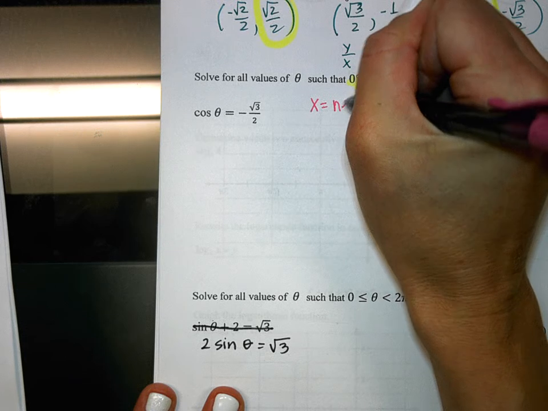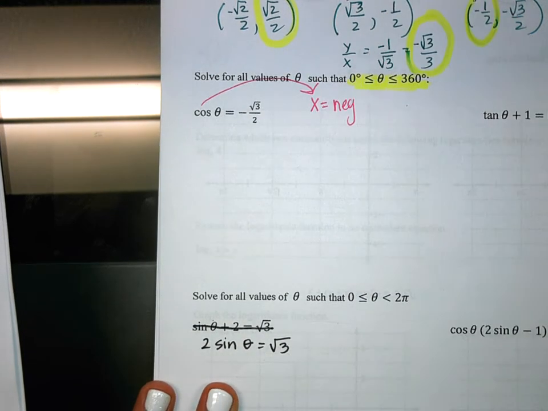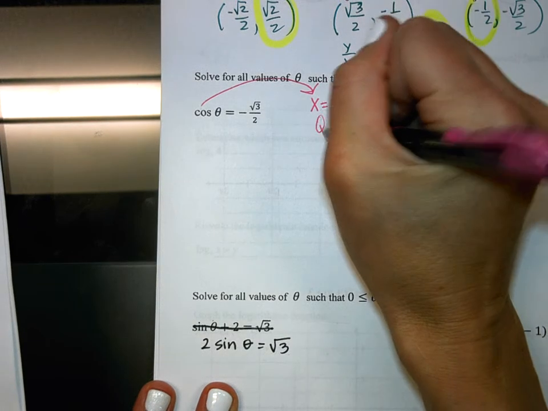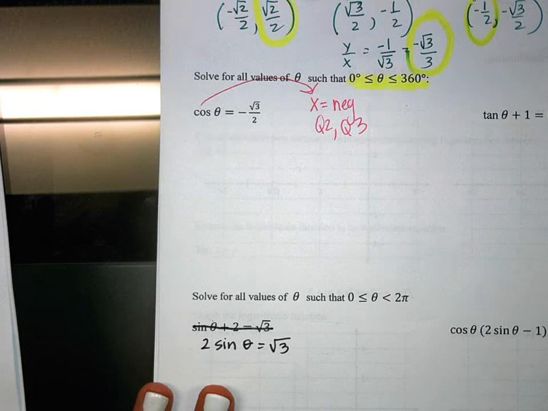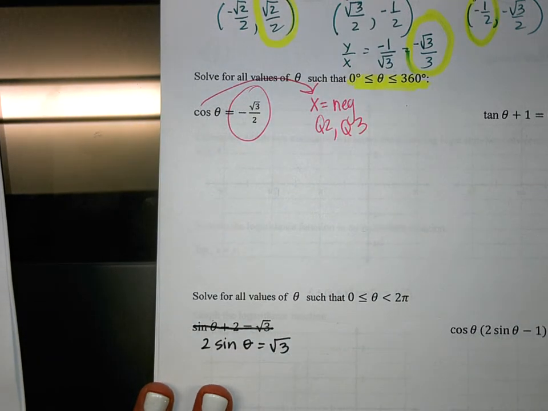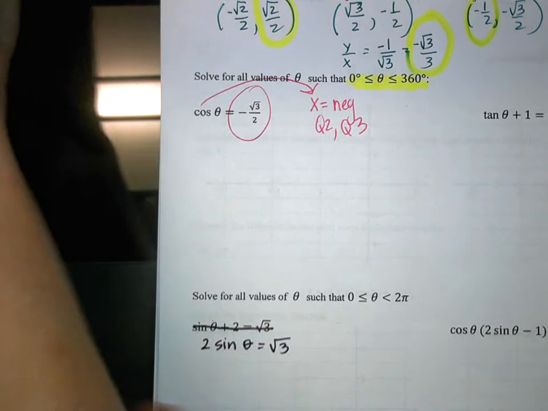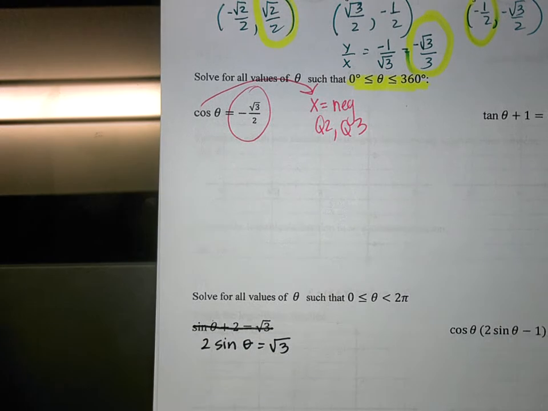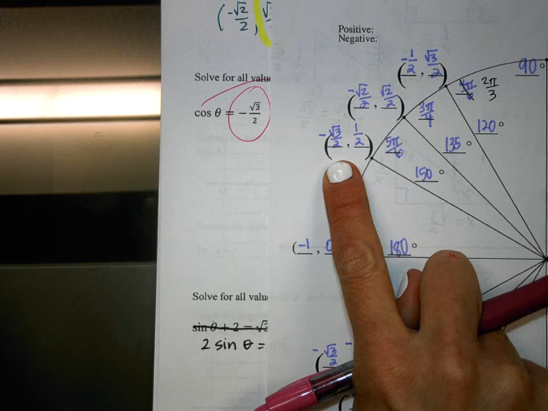We know that cosine is x, right? And we want it to be negative. And if you said quadrant 2 and quadrant 3, you are correct. So all we're doing is looking for an x value in quadrant 2 and in quadrant 3 that is -√3/2. And if we look at our unit circle, x is -√3/2. Do you see it?